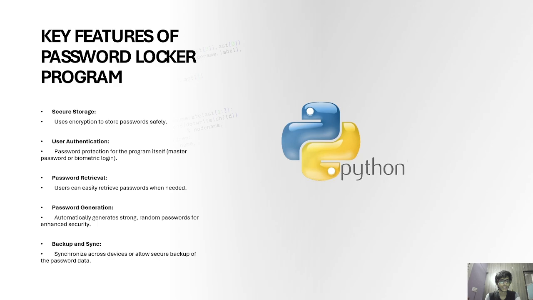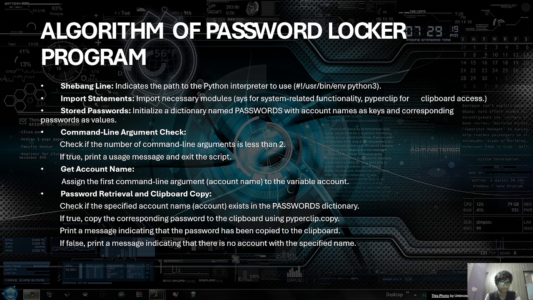Then user authentication, password protection for the program itself. That is, it allows us to protect the program which we have developed to store the passwords through a master password or biometric login. Then we have password retrieval. Users can easily retrieve passwords when needed. Then we have password generation. It automatically generates strong random passwords for enhanced security. Then we have backup and sync. It synchronizes across devices or allows secure backup of the password data.